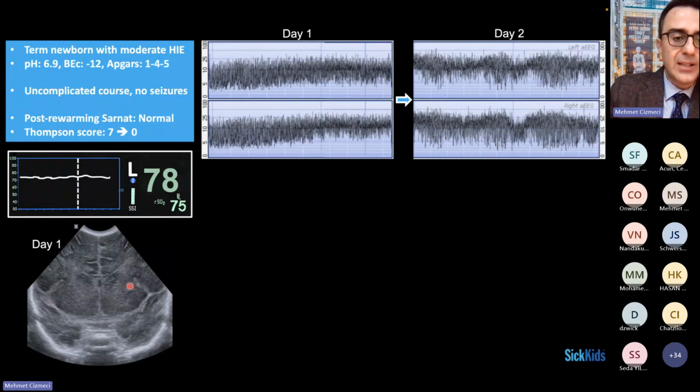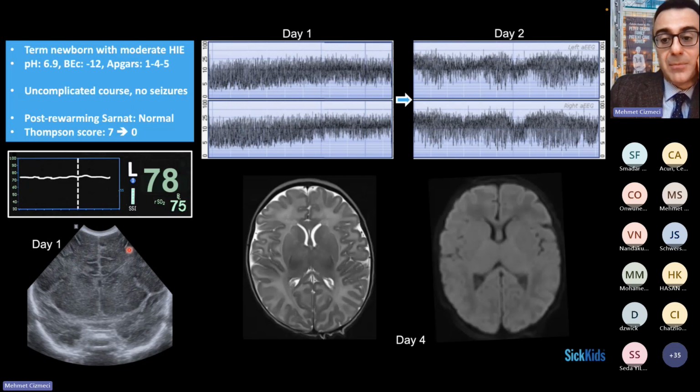And on day 1, we are seeing some slit-like ventricles, which is a very common finding in babies presenting with neonatal encephalopathy, and some increased white matter echogenicities. The brain MRI will give us some further information in the post-rewarming phase, and it's a common practice in many centers to get a brain MRI to get more prognostic information. And the brain MRI was perfectly normal in this baby.